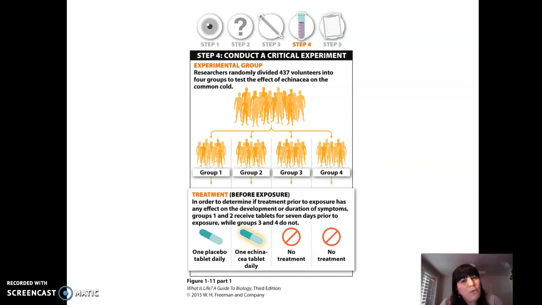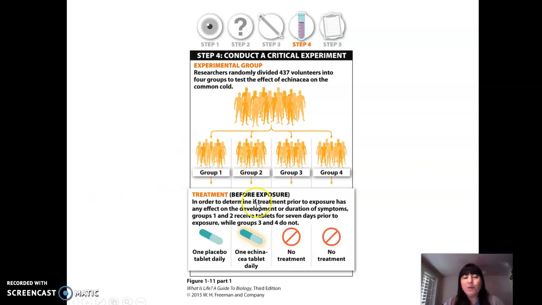Because if we told them, then we might get false data, right? The mind is very powerful and they might perceive certain things just on the assumption that they're given just a sugar pill or they're given the echinacea. So we don't tell them what group they're in. That's called a blind study. The participants don't know what group they're in.